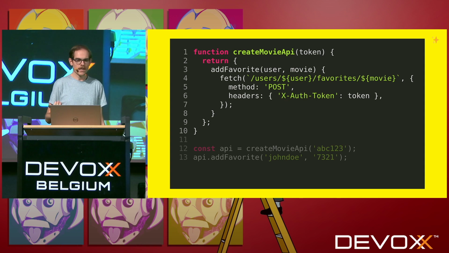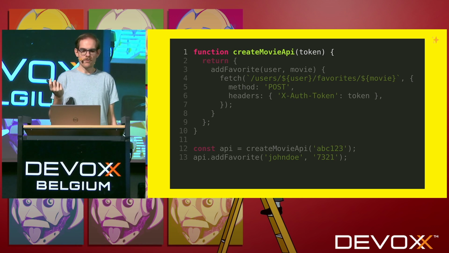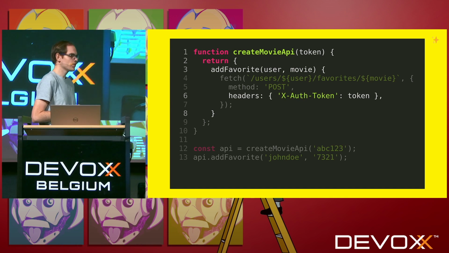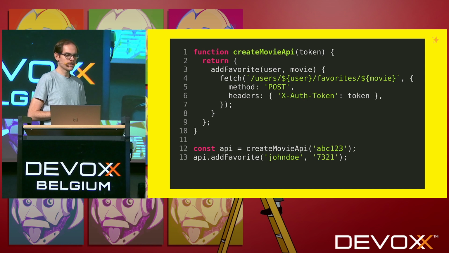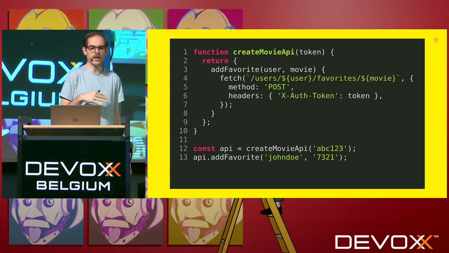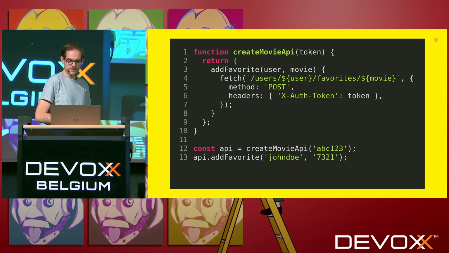We can have a createMovieAPI factory function. It gets the token as a parameter, and again, we don't need to save it anywhere. We can just reference it from the add_favorite property, thanks to the power of closures. And the way we use it is pretty much the same. Instead of new MovieAPI, we just call createMovieAPI, but other than that, it's exactly the same.